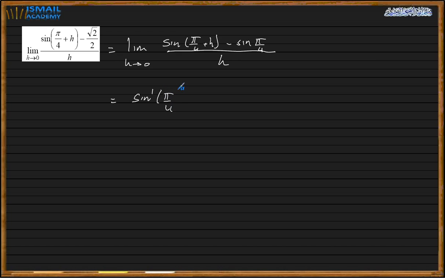pi over 4, and we know that the derivative of sine is cosine. So what is cosine of pi over 4? It is square root of 2 over 2. So this is what you should notice.